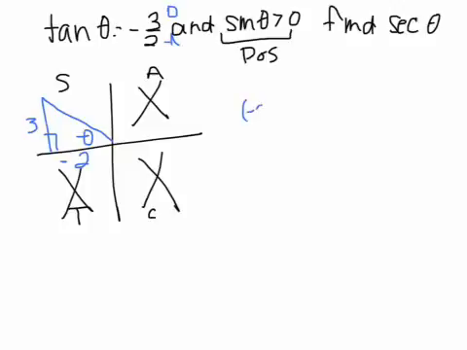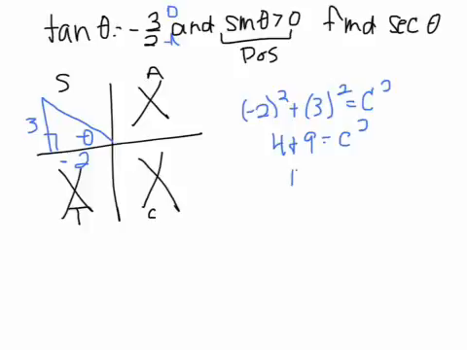So by using the Pythagorean theorem, I'm going to solve. 4 plus 9 equals c squared. 13 equals c squared, therefore c equals the square root of 13.